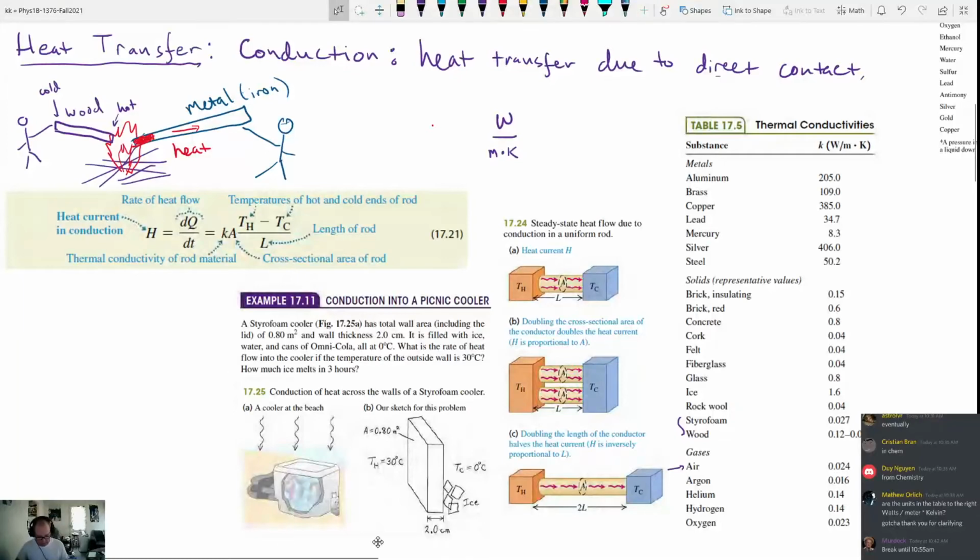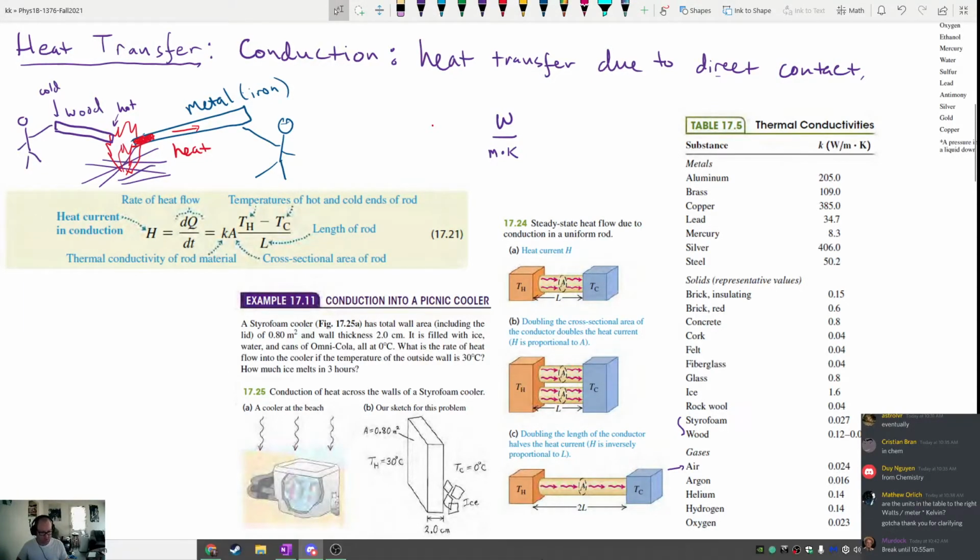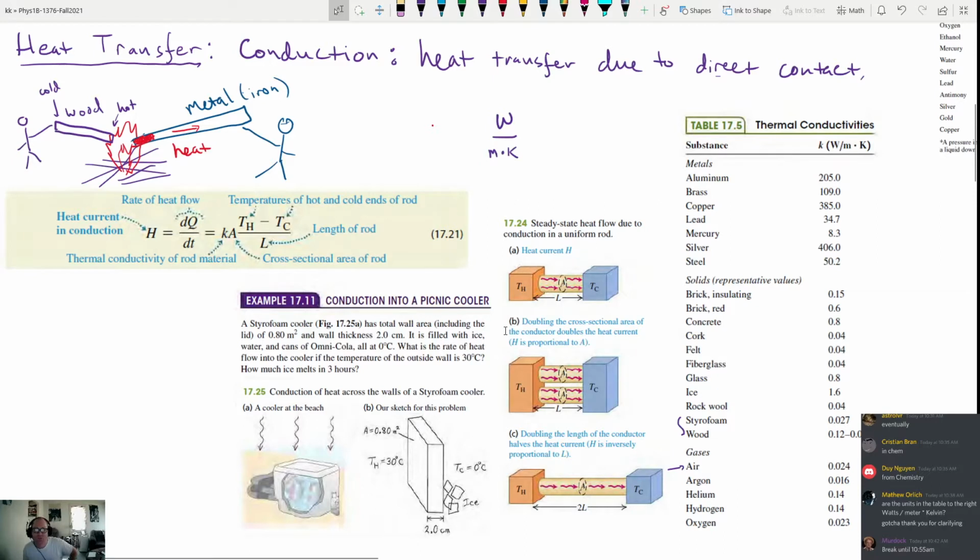This is the second hour of Physics 1B for October 4th. We're still talking about heat transfer, and we're going to try to solve this problem about conduction into a picnic cooler. We're going to try to make use of this equation to do so.